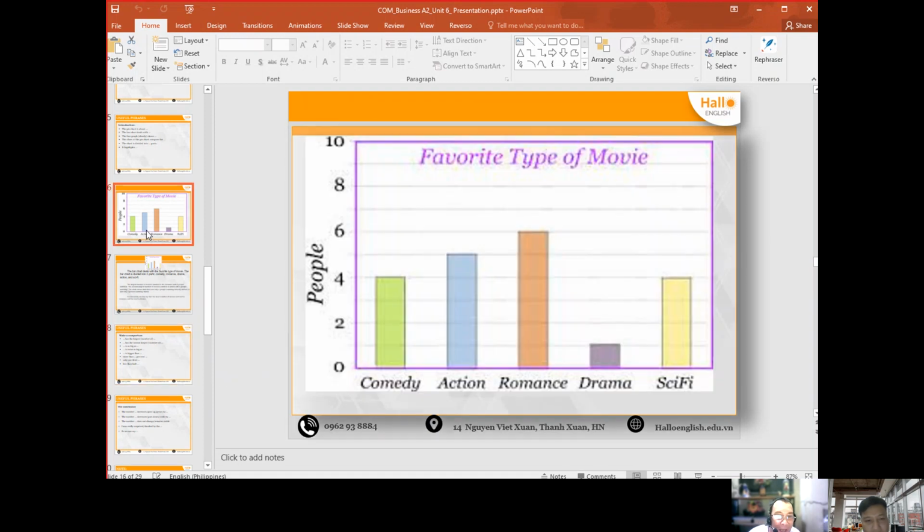So let's try to analyze. You can also use percentage. If you look at the drama itself, how many percent would be the difference between the romance and the drama? What do you think? If you try to compute this, I'm not good in math, okay? That's why I'm teaching English, because I'm not good in math.